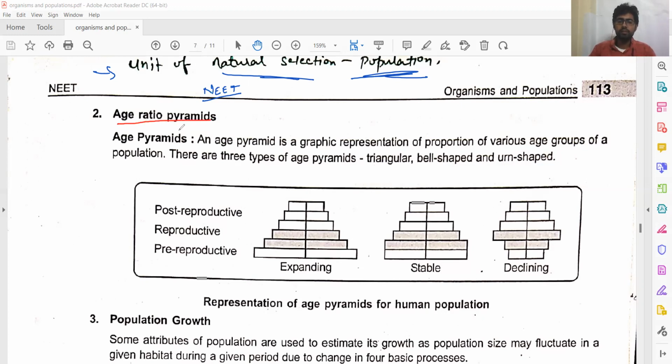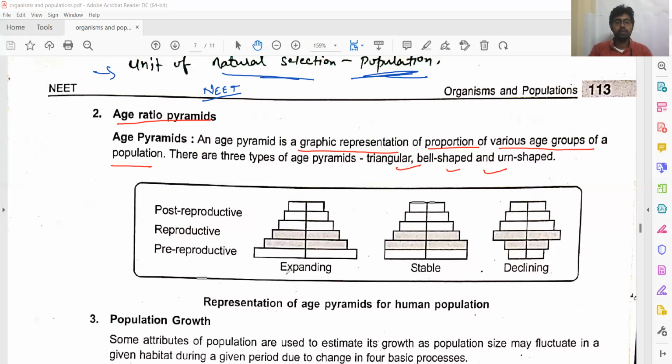So age ratio pyramid is in which we give a graphical representation of various age group present in a population. So it is a graphical representation of proportion of various age groups in a population. Now this is again of three types: bell shaped, triangular, and urn shaped. So this is a triangular pyramid, which is also known as expanding pyramid.